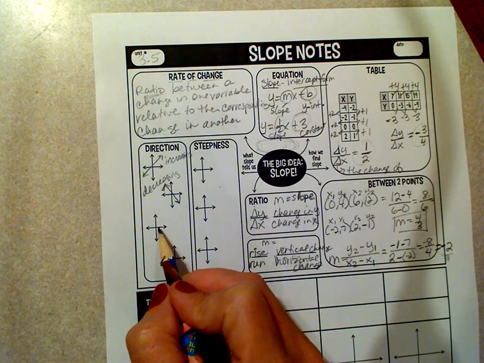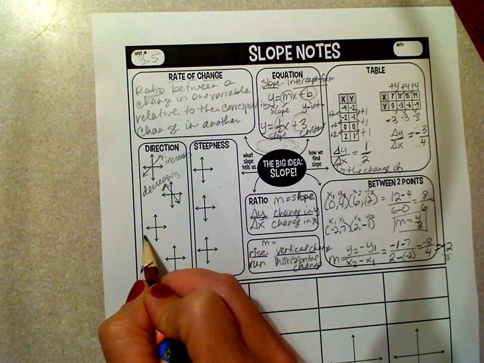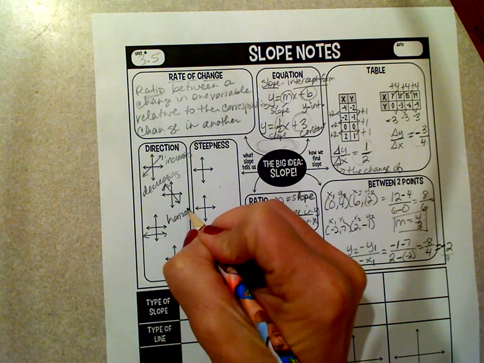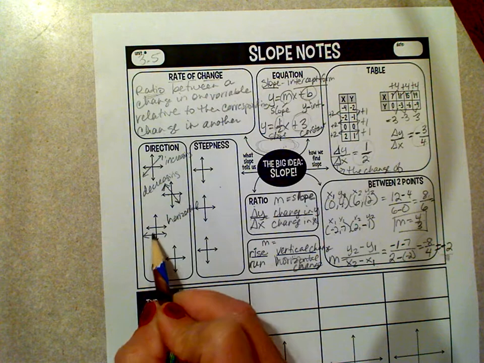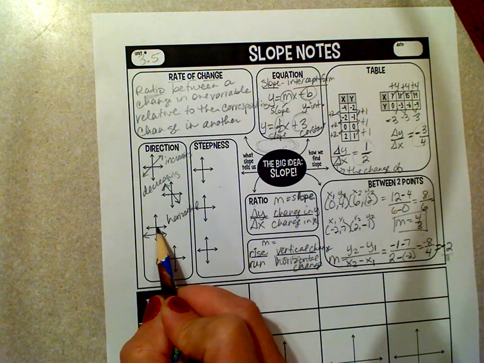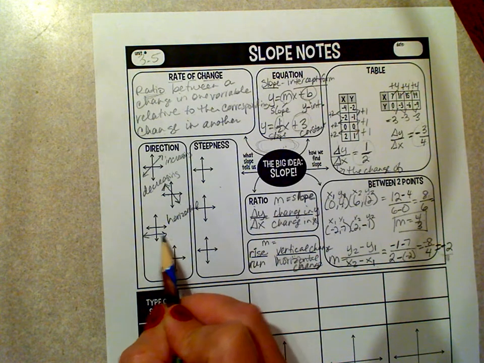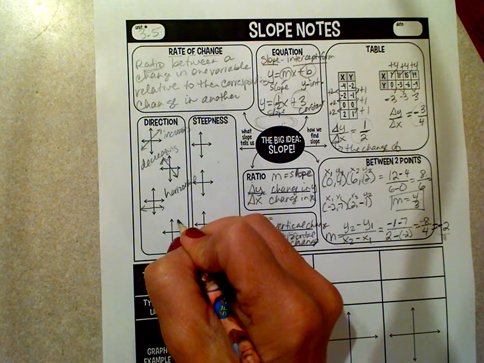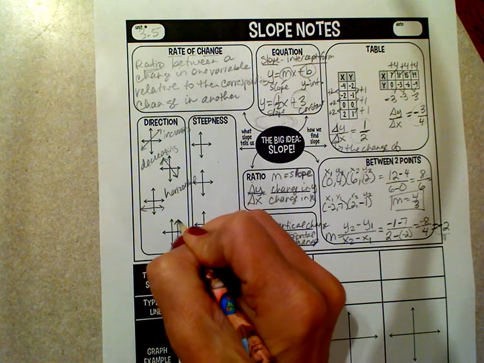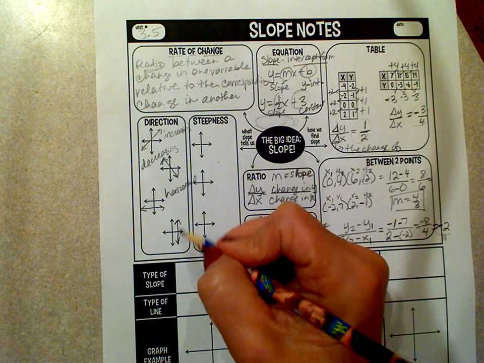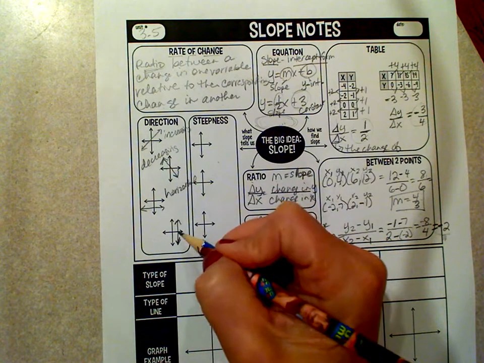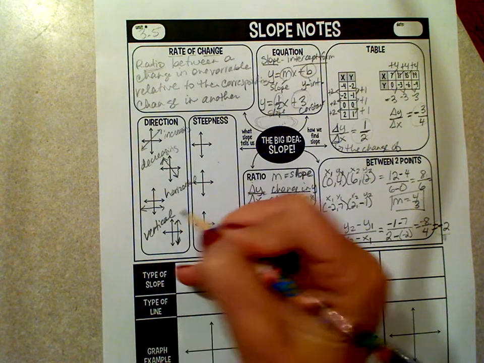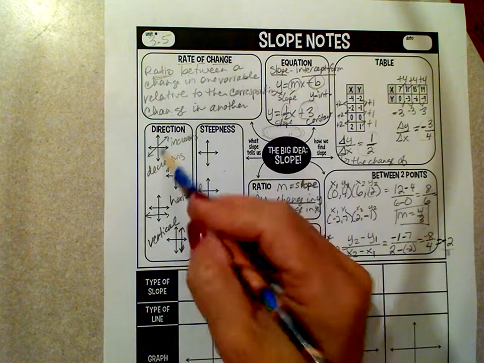Horizontal. So we can do a horizontal slope. That means as the x is increasing, the y stays the same. Your y values are staying the same. And then we have vertical. Now these are types of slope. This is not a function, but we're just talking about types of slope. So there's 4 different directions.